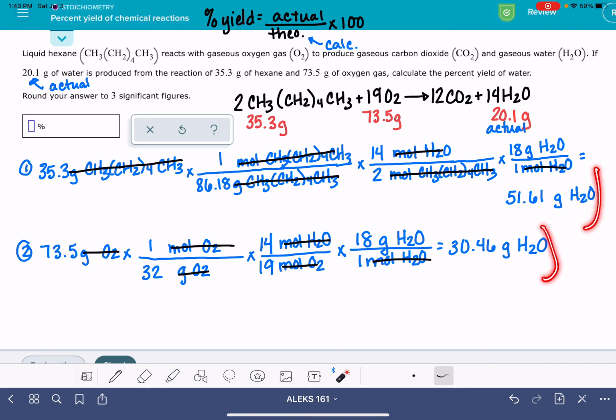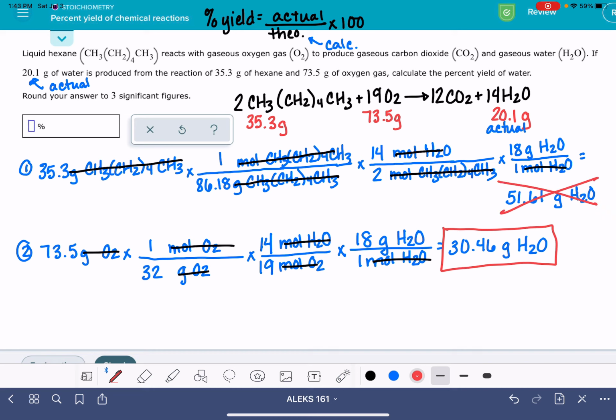When you're looking at these two numbers, and this is a very common mistake that students make because students want to go with the big number, it makes sense. The correct number is always going to be the small one. The big number is always a lie. No matter how much hexane we have, we only have enough oxygen to make 30 grams of water, and once we've made 30 grams of water, the whole reaction is going to stop. So even though we have enough hexane to make 51 grams of water, we're never going to be able to make that much because we are limited in the production of water by the small amount of O2 that we have. So this right here is our theoretical yield.